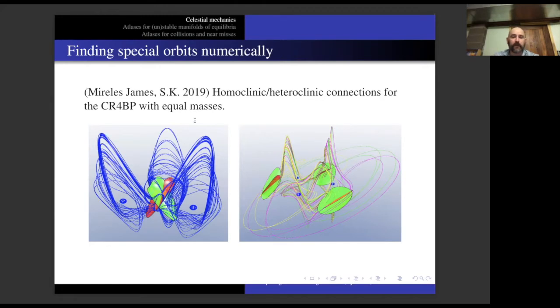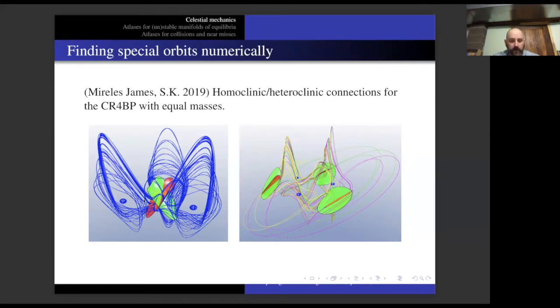These are from a paper in 2019 with Jay, where we did just a numerical study of homoclinic and heteroclinic connections. These are in the 4-body problem, and I've projected in a third coordinate. So these are 3-dimensional projections. We have X and Y, and then one of the velocity components is plotted in the Z direction.